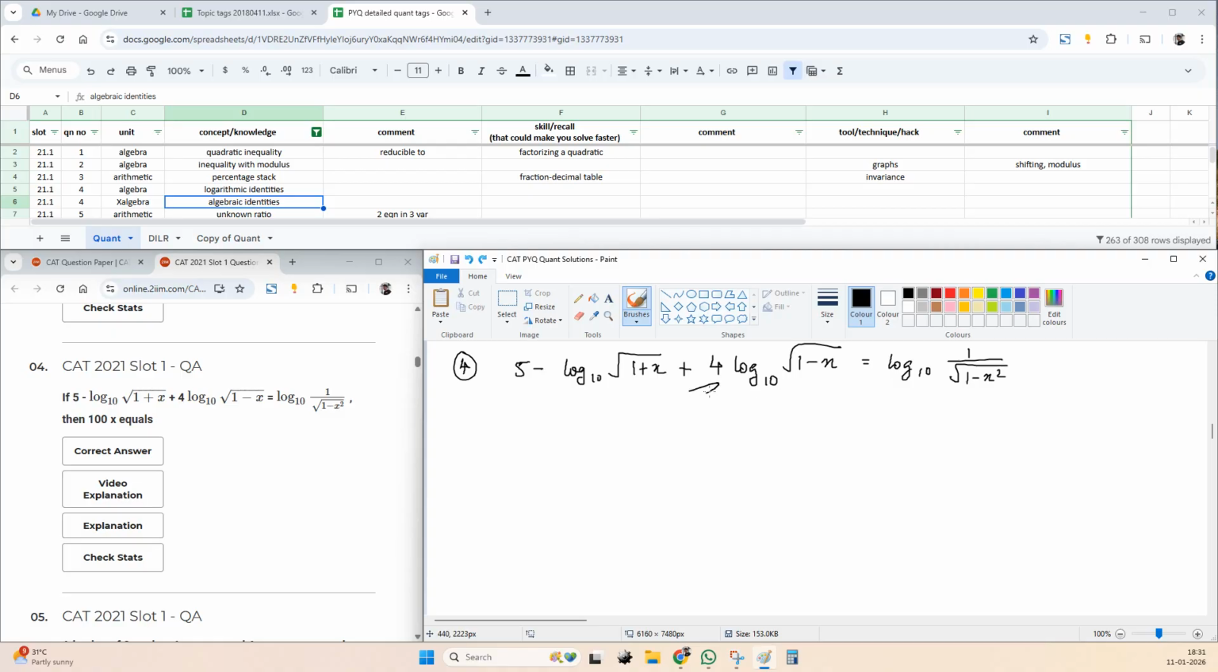If this had been +1 instead, I could have combined this and made it a, I guess, root 1. It doesn't really matter. If this was also -1, I could probably have combined it and said, log root of 1 minus x square. That's not going to happen.